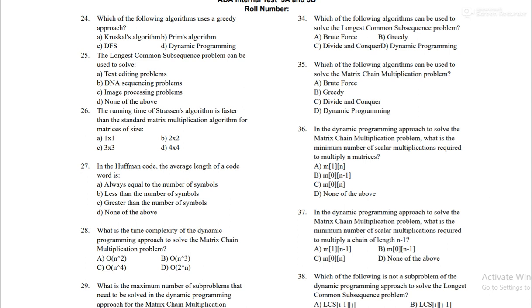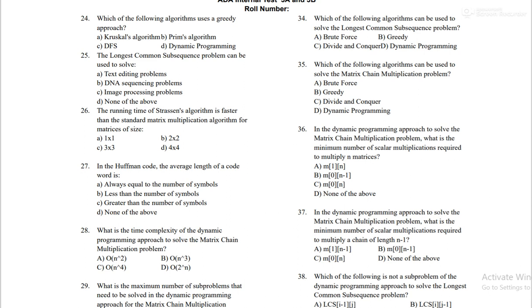Question number 25. The longest common subsequence problem can be used to solve the DNA sequencing problem. Here the correct option is option B. Question number 26. The running time of Strassen's algorithm is faster than the standard matrix multiplication algorithm for matrices of size 4 by 4, that is option D.